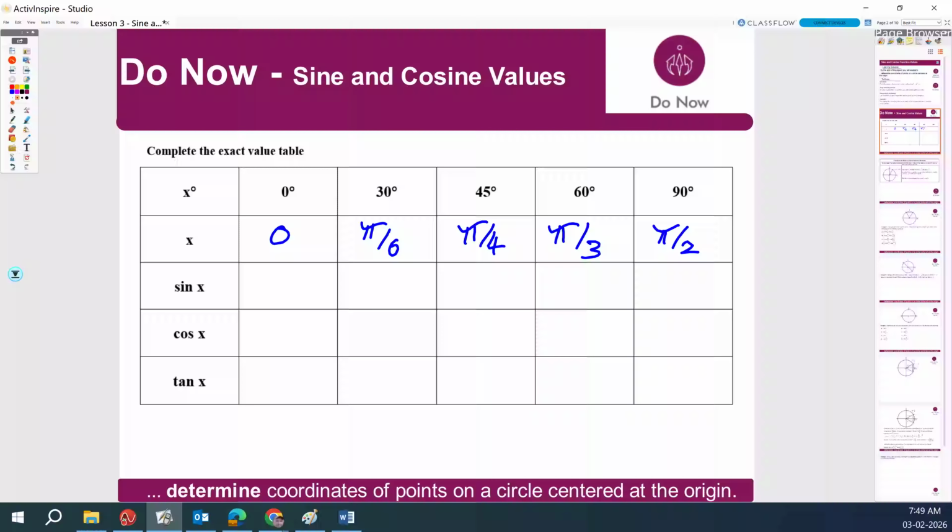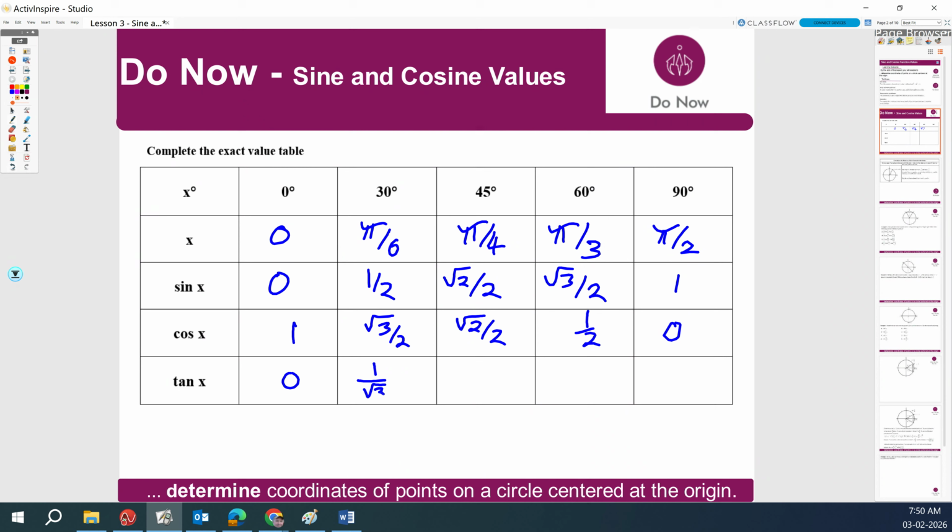So these are the values for the exact value table. We start with 0, a half, root 2 over 2, root 3 over 2, 1. And then we write it backwards. Then we divide each row by itself. We divide the sine value by the cosine value, ignoring the denominators because they're always the same. We get the exact value table.